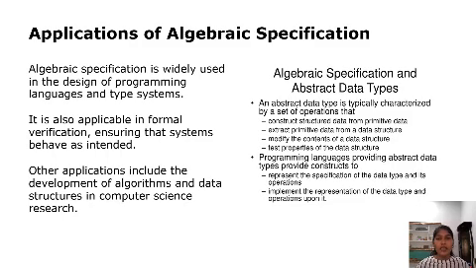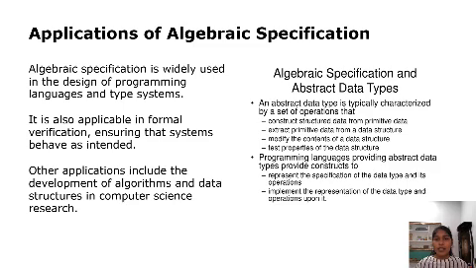Applications of algebraic specification. Algebraic specification is widely used in the design of programming languages and type systems. It is also applicable in formal verification, ensuring that systems behave as intended. Other applications include the development of algorithms and data structures in computer science research.